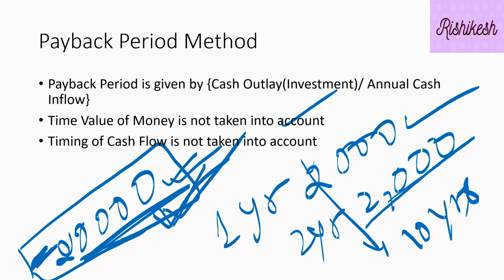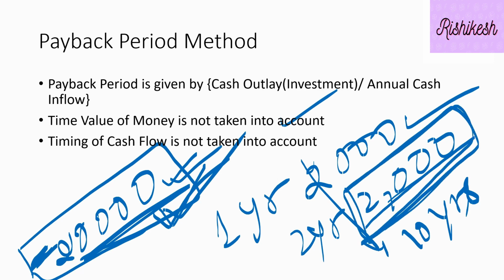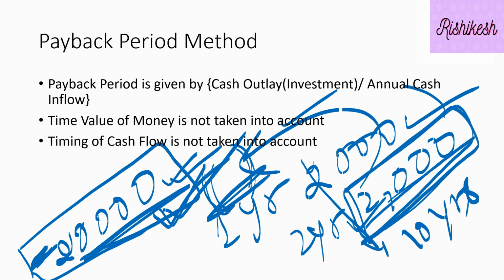Let us suppose at the end of 2 years, it's generating a return of 2,000. So what is its present value? That should have been taken into consideration. But the payback period assumes that the value will be 2,000 only. So it doesn't take into account the time value of money, which becomes one of its disadvantages, because the time value of money is so very important.